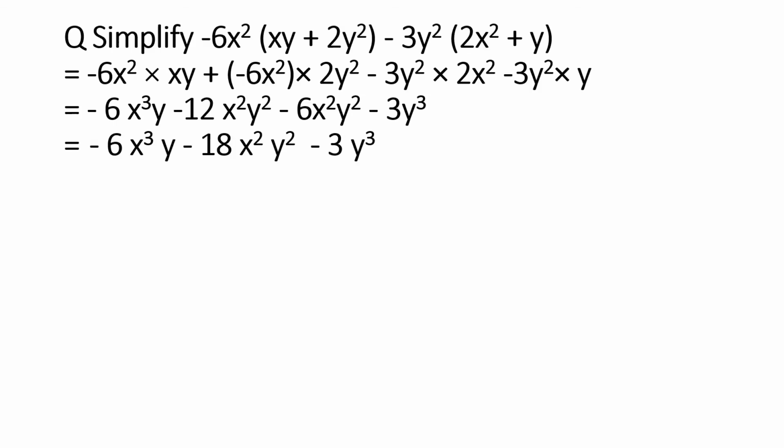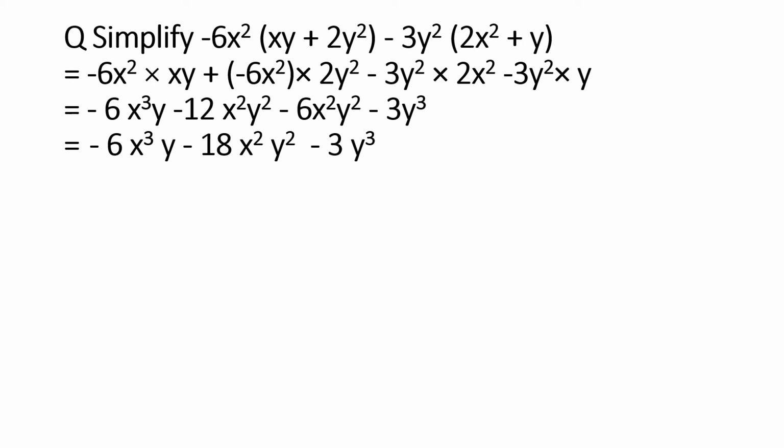Now we are going to learn about the simplification of multiplication of monomial with binomial. In this question we are having two cases of monomial with binomial. The method we already know how to do this question. The monomial has to be multiplied with both the terms of the binomial separately. Therefore, minus 6x² firstly multiplied with xy and then minus 6x² multiplied by 2y². Then minus 3y² multiplied by 2x² and minus 3y² multiplied by y.